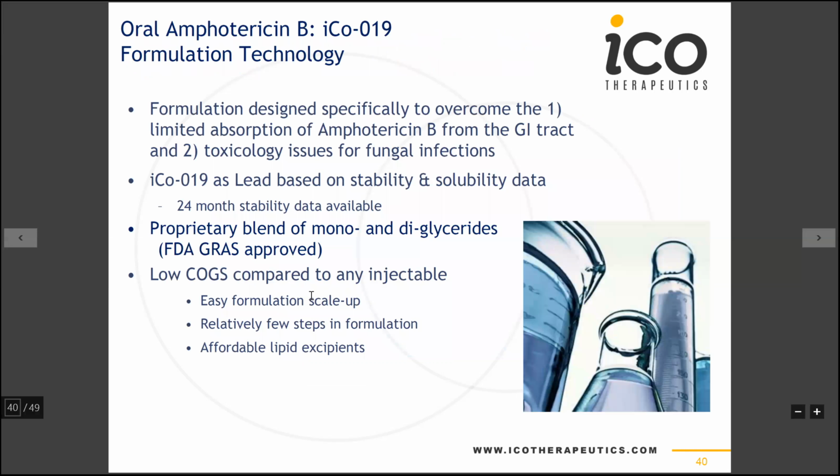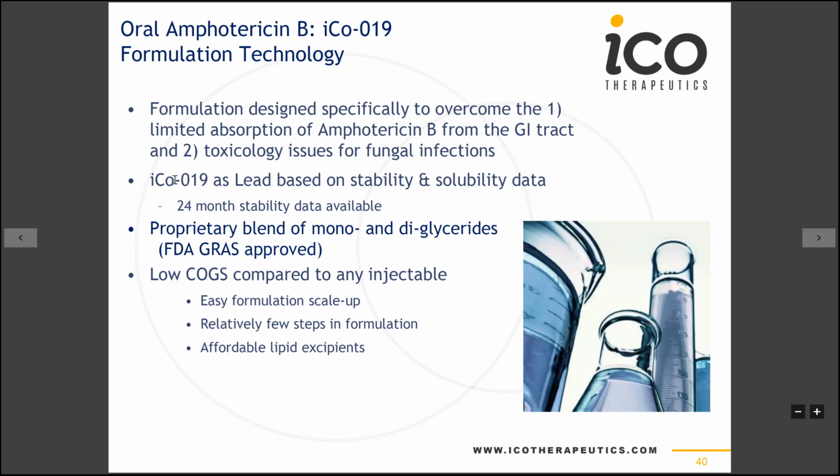So what do we have here, ladies and gentlemen? We have a formulation that's designed specifically to overcome, one, the limited absorption of AMP from the GI tract. We use both the way it was formulated, protected from breakdown in the GI tract, and solubility, and lymphatic transport to increase that sustained absorption and biodistribution of the drug. And two, we have a formulation that gets over the toxicologic issues for fungal infections. So AMP is not amphoterrible in terms of kidney toxicity because we've packaged it in some way. Plus, we get around any of the IV infusion related issues of giving the drug as a parenteral formulation.